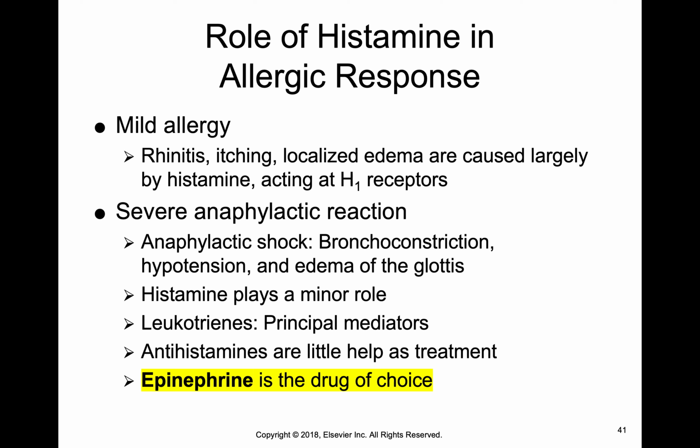So what is the role of histamine in an allergic response? In a mild allergy, you get the runny nose, itching, and that's really caused by histamine acting on those H1 receptors. In a severe anaphylactic reaction, and if you look at the Gell-Coombs classification, that's a type 1 anaphylactic reaction, you get bronchoconstriction, hypotension, your throat closes up. Histamine in this case really plays a minor role. There is some histamine release, but the leukotrienes go crazy, and really epinephrine is your only drug of choice in a severe anaphylactic reaction.